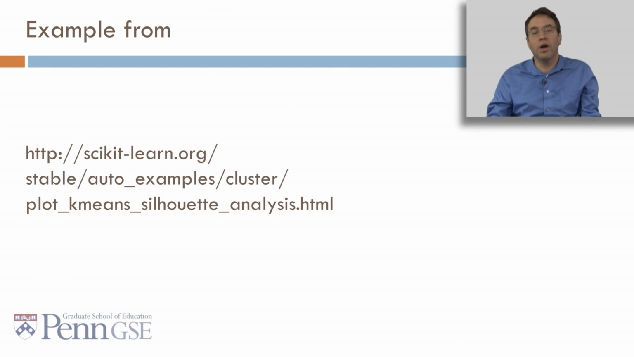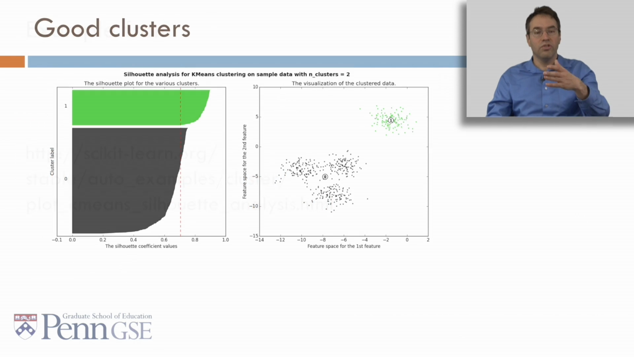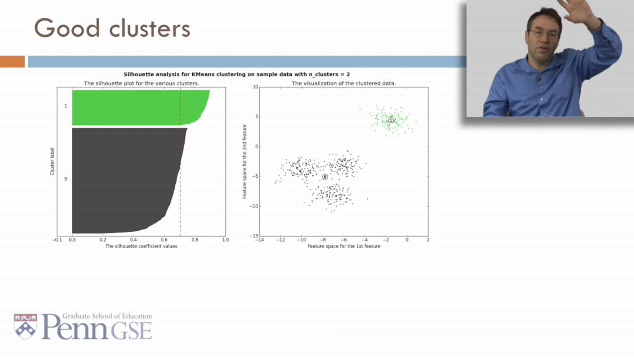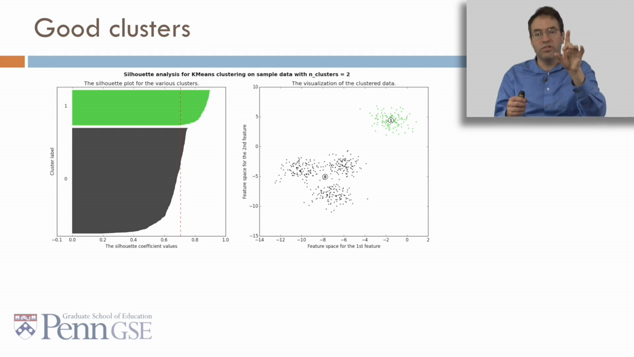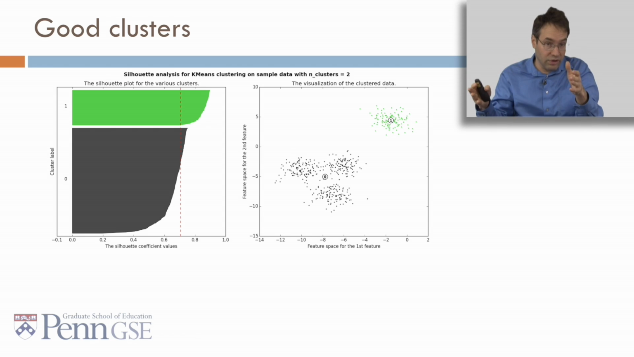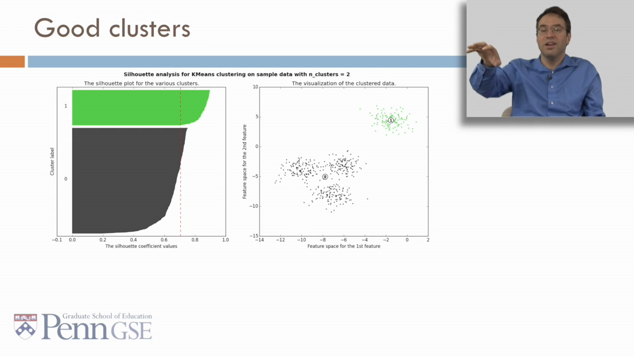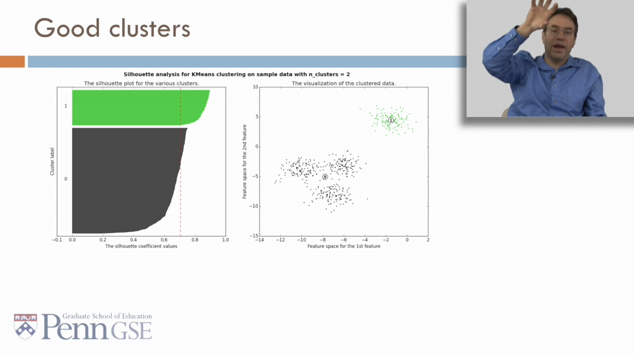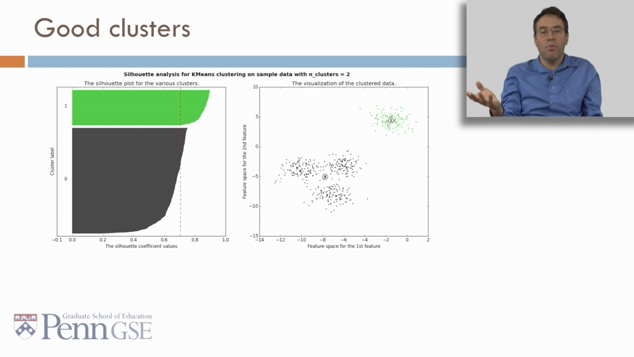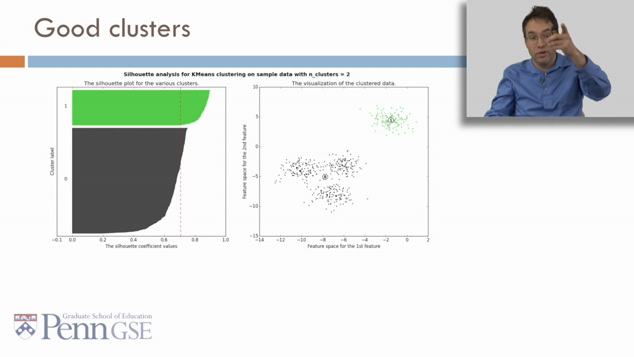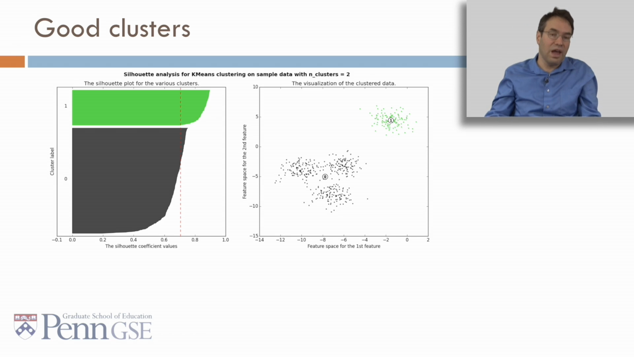The example I'm about to show you comes from this web page. So here are a couple of good clusters. You can see on the graph on the left, for each data point, the x-axis represents how good the value for that data point is. All the green ones, that's the first cluster, what their goodness is, and all the black points, that's the second cluster, what their goodness is. And you can see here on the right that in fact the green and black clusters are pretty good. Green's way up on the top right, black is down at the bottom left, and we have points that in general have a good silhouette value. The vertical line on the left is actually the average silhouette value.